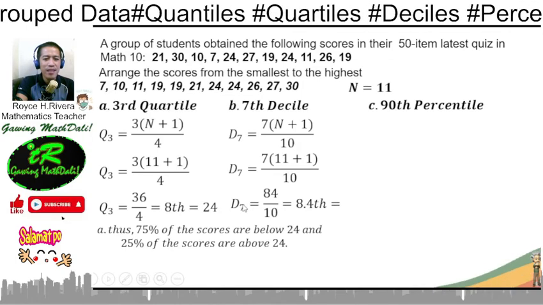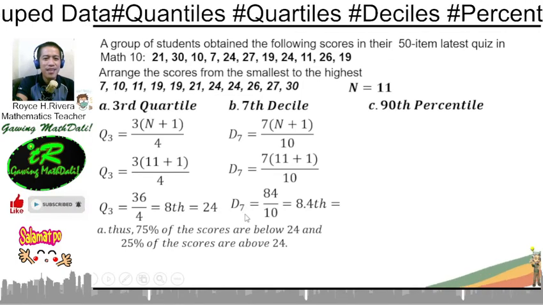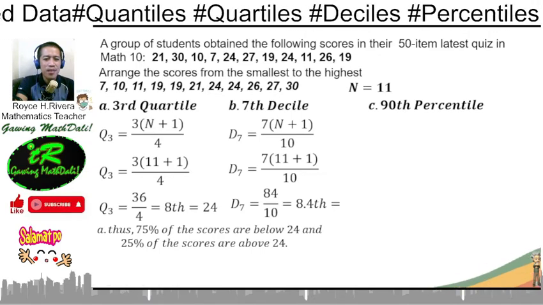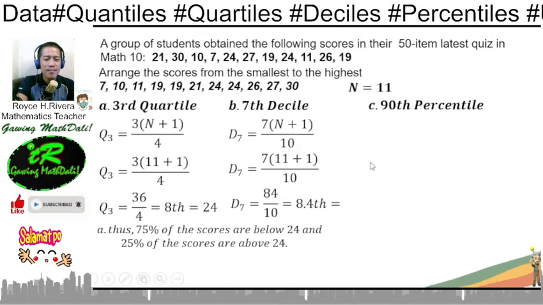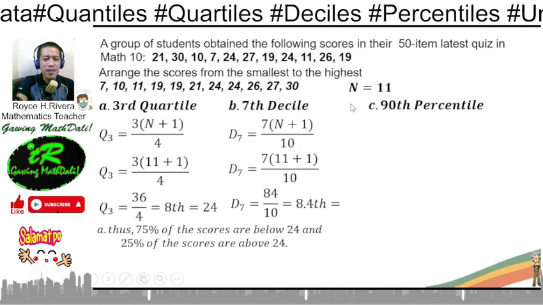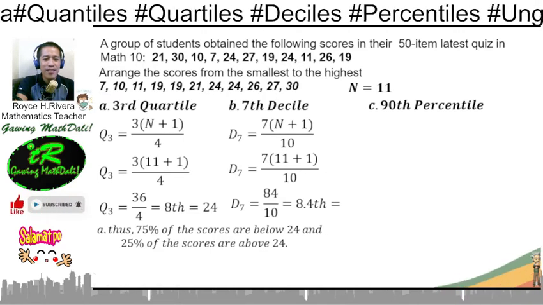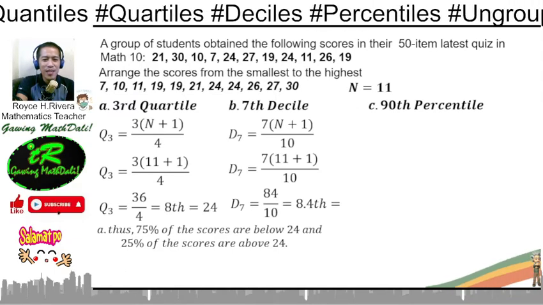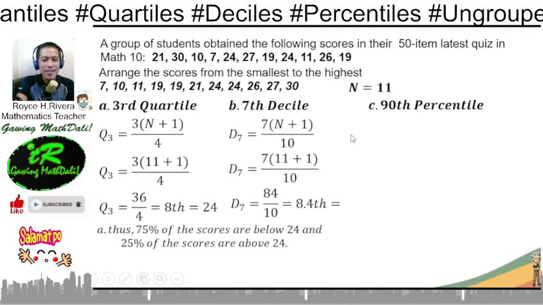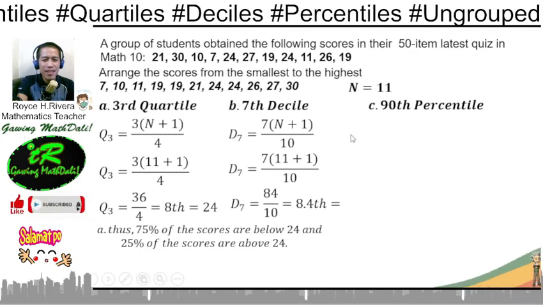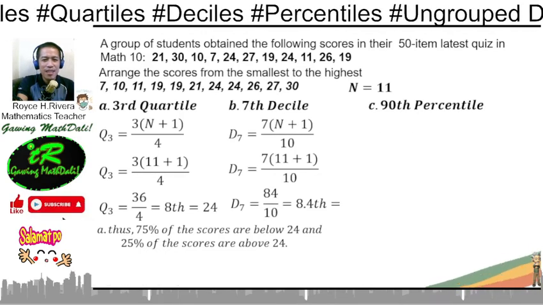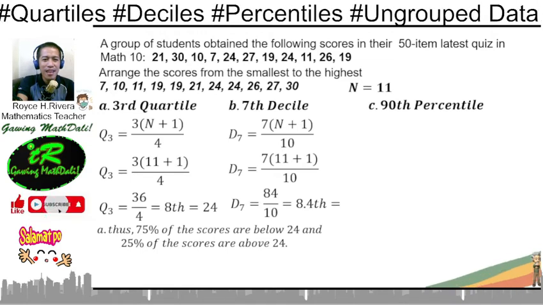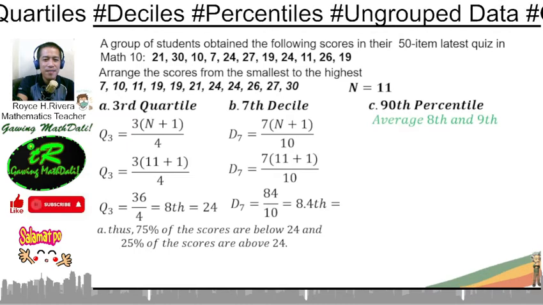To get the value of decile 7 with 8.4th position, pwede nyong gawin ang alinman sa dalawang proseso. Magiging depende na lang ito sa inyong teacher. The first method is to get the average of the 8th and 9th data.